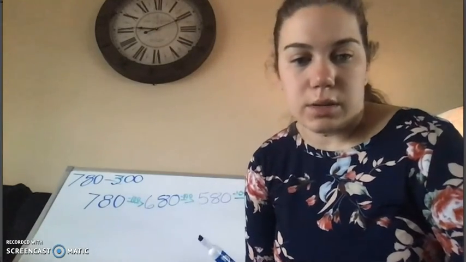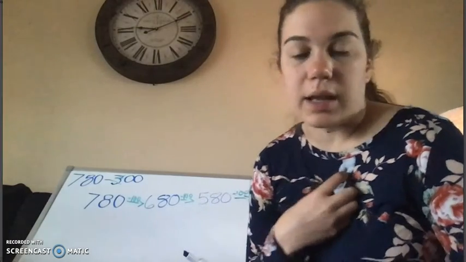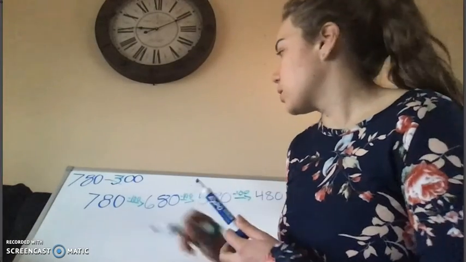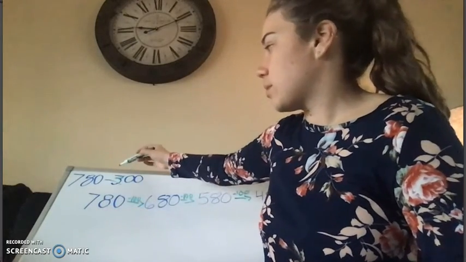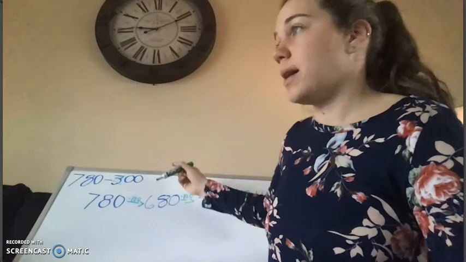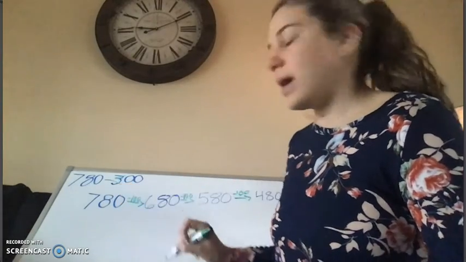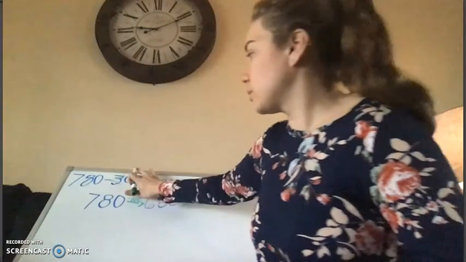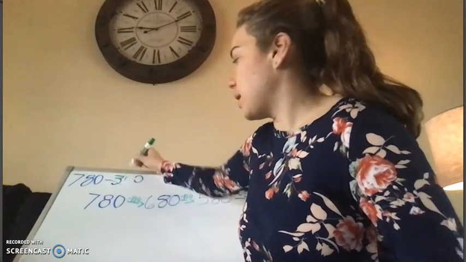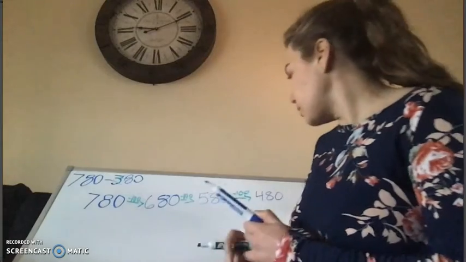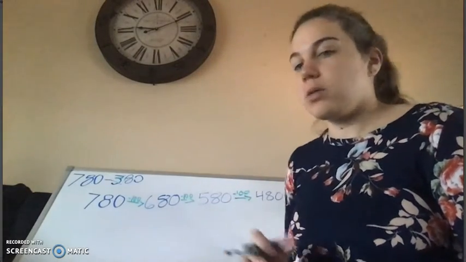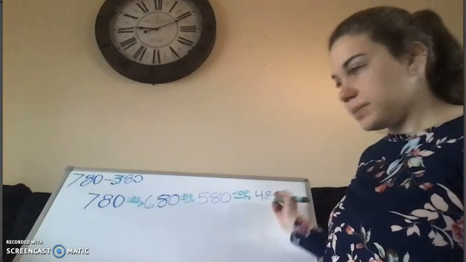Now they want you to do minus 380. So we've already done 780 minus 300. Now we got to take away 80 more. So now this is going to be 8. So we could just go and take 80 away. Let's try that.